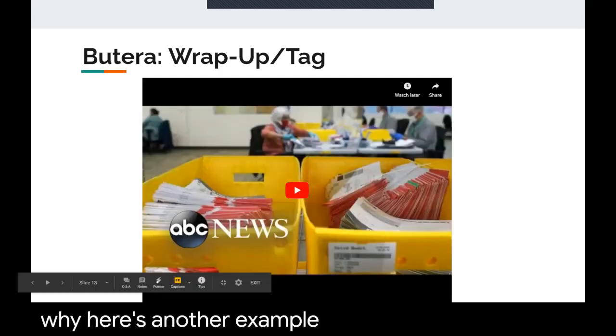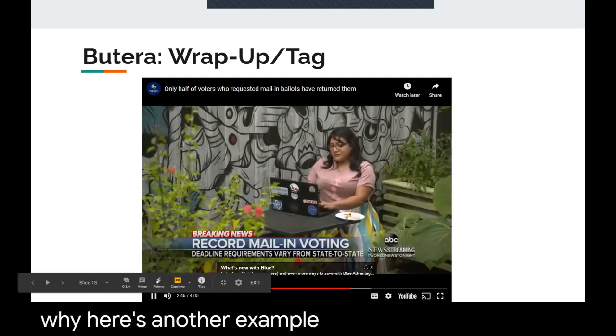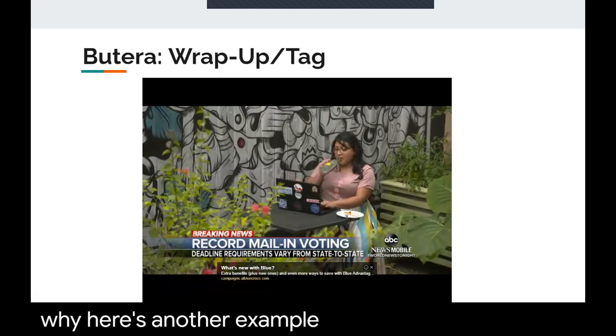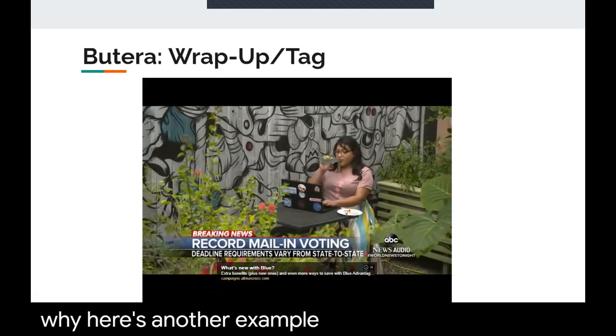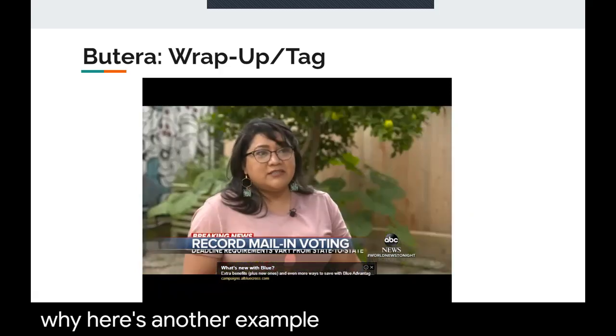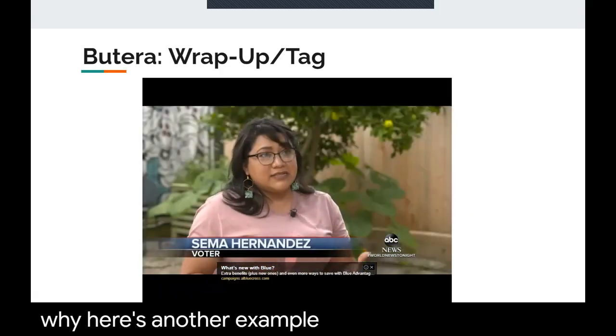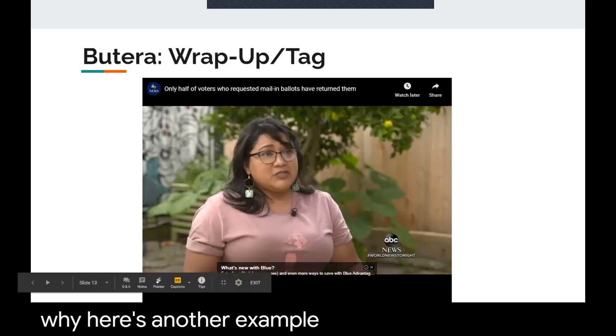Here's another example. Seema Hernandez, the first in her family born in the U.S., wants to make sure they go to the polls. There's too much at stake. There's too much at stake with this kind of president in office, with his dangerous rhetoric and his dangerous policies.